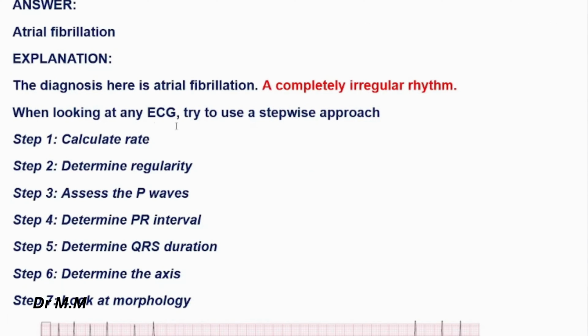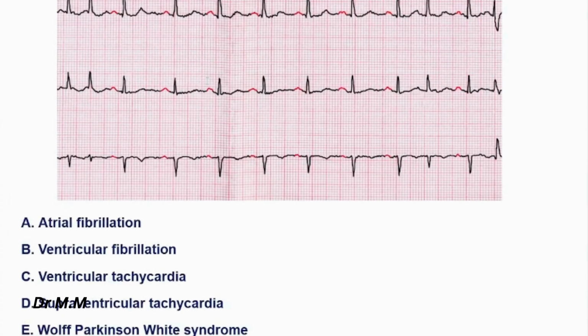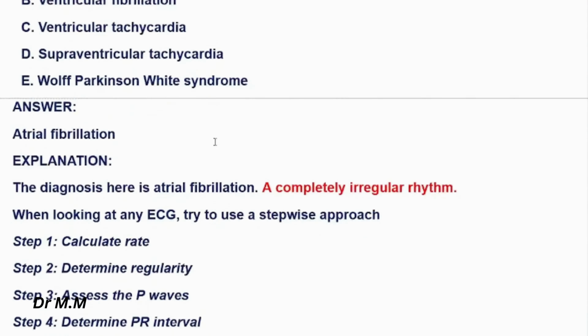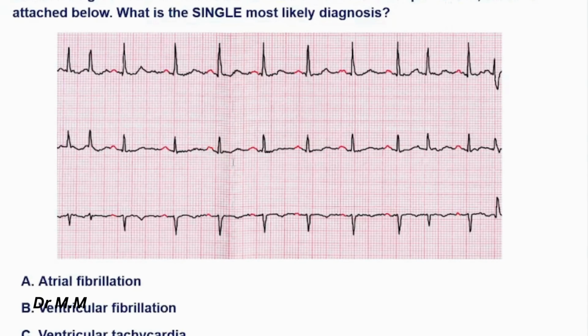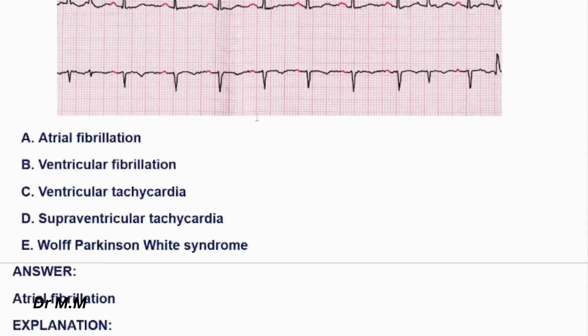When looking at an ECG, we should use a stepwise approach. First step, we must calculate rate. As we can see, the rate of atria is markedly increased. It's more than 300 per minute. Step 2, determine irregularity. Is the ECG irregular or regular? As we can see here, it's a completely irregular rhythm.